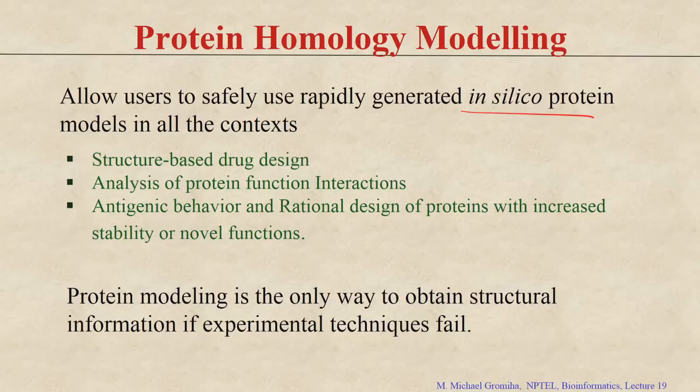In structure-based drug design, it is required to have a model, and also to find protein functions, which residues are important for the several protein functions, you require the structures. Then you can also study antigenic behavior and the rational design of proteins with increased stability or functions, and so on. For all these aspects, modeling is the only way to get the structural information if the experimental techniques fail to get the structures.